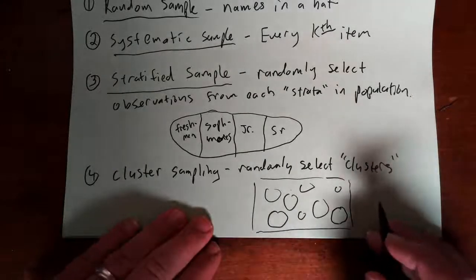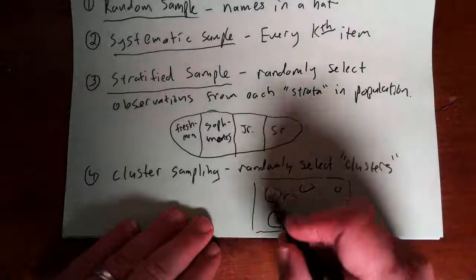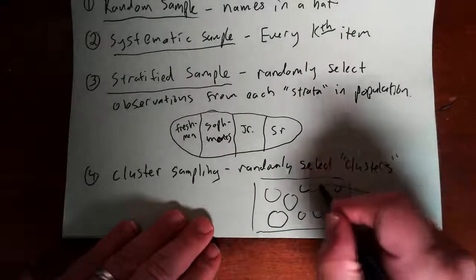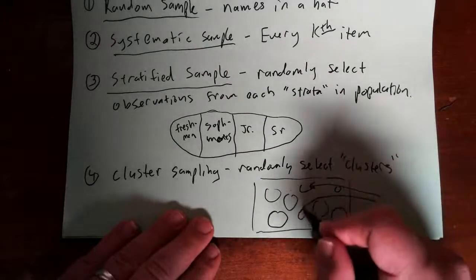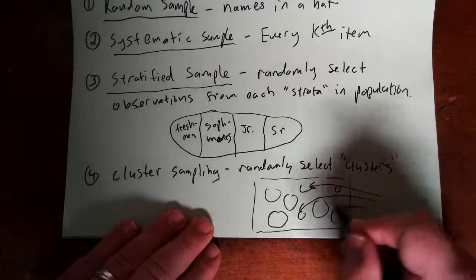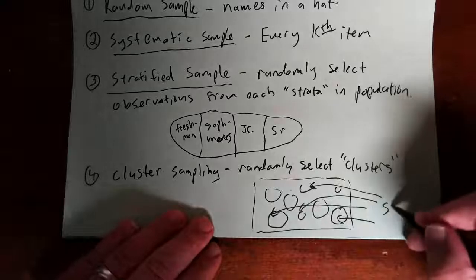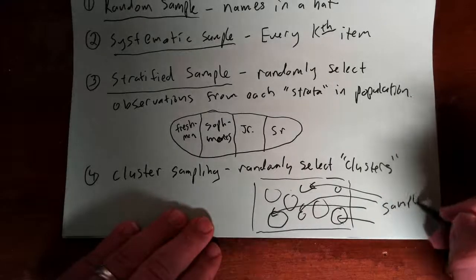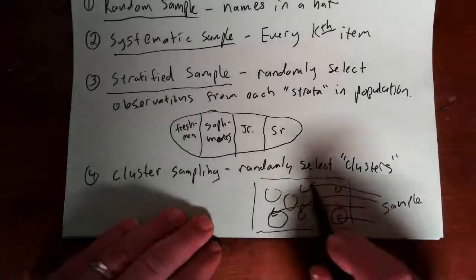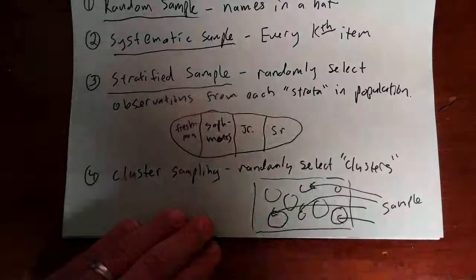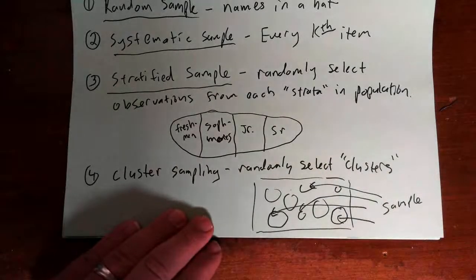And then what they're going to do is maybe randomly select some of these clusters. Maybe they'll pick this one, maybe this one, and that one. And the sample here are the doctors and patients in these randomly selected clusters.